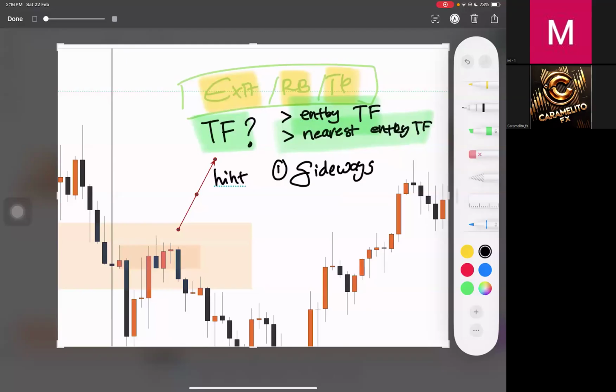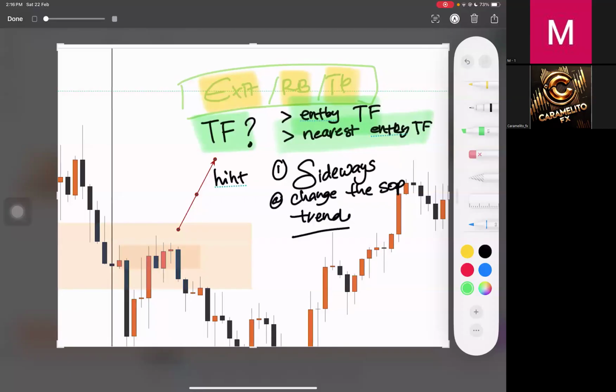Okay. Price is going to start to go sideways, inside your opposite engulfing zone. Second, price is going to start to change the SOP or change the trend. The hint is simple: sideways, change the SOP, or change the trend. Where should I check for roadblock, take profit and exit? I have to check on my entry time frame or the nearest entry time frame.